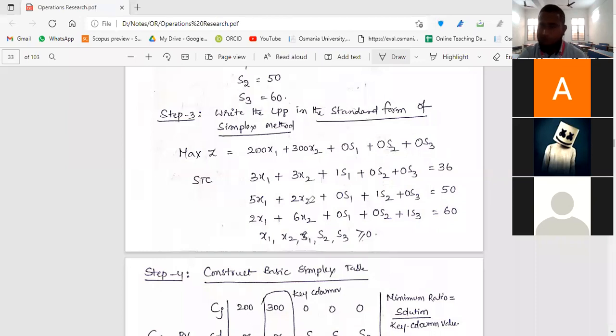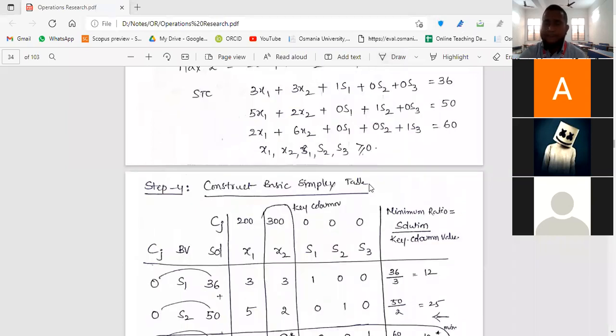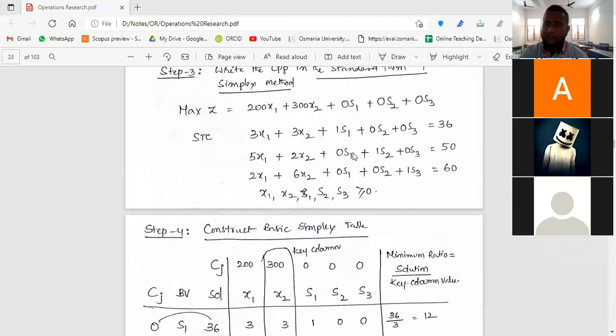Is it clear? Third step. Yes, sir. So x1, x2, S1, S2, S3 greater than or equal to 0 means these variables should take a value which is more than 0 only. It should not be a negative value. A variable cannot be negative. Negative things will not appear in the realistic world. So this is a non-negative restriction. It will come in all the problems, as I already told you.